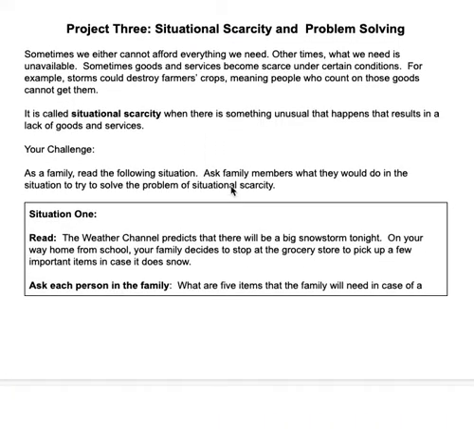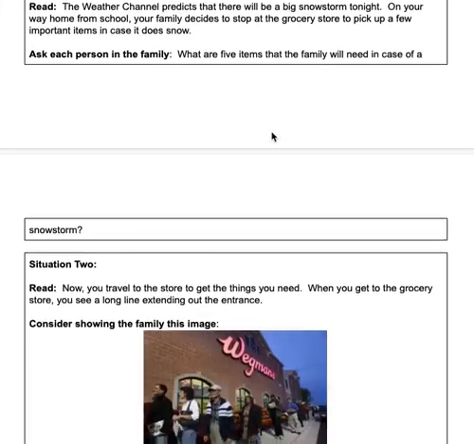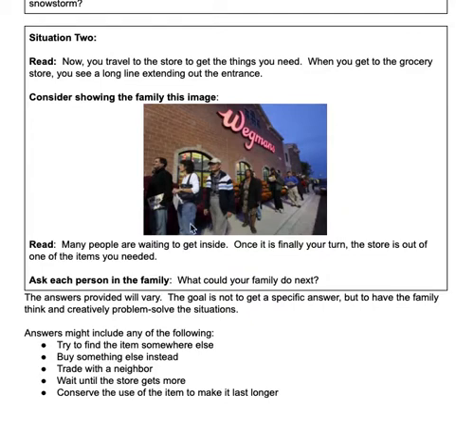The last project for the kindergarten students for June is a scarcity and problem-solving question. And the background is sometimes we either cannot afford everything we need, or other times we can't get what's available. So we're talking about situational scarcity, and we are obviously living through this with the coronavirus right now. People can't get toilet paper. So the challenge for kids is, as a family, read the following situation and then ask the family members what they would do. So here's your situation, and here's another situation. Ask the family members what they would do.